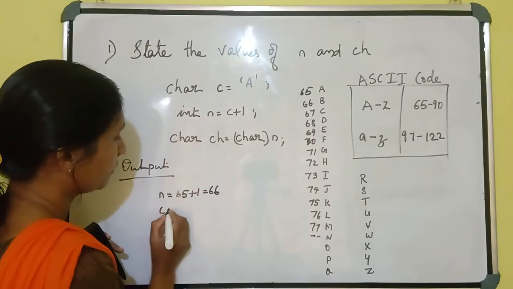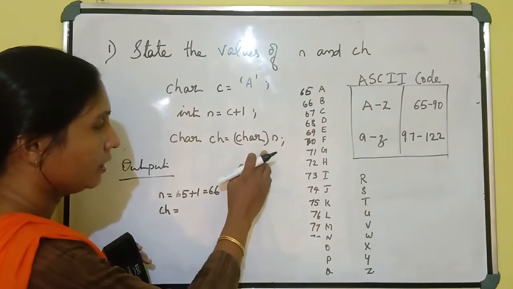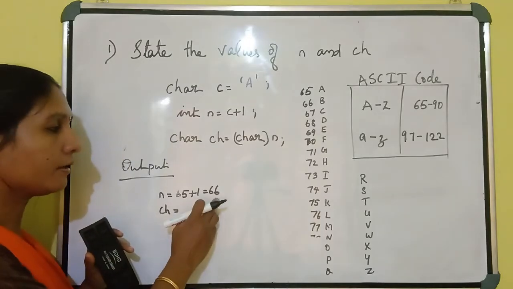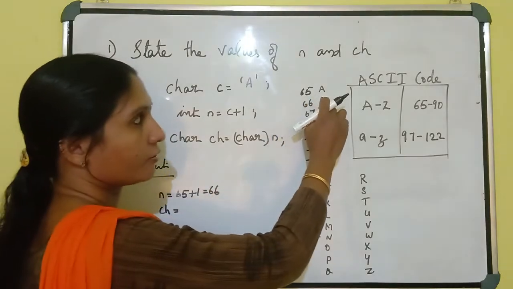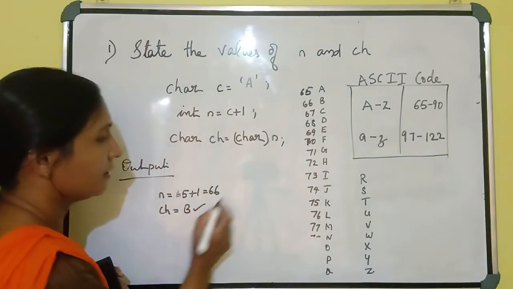After that, we need to find out the value of CH also. How can you find out the value of CH? Have to convert the value of N to character. Equivalent character of 66 we can find out from here. B, capital B. Okay. Understood all of you?